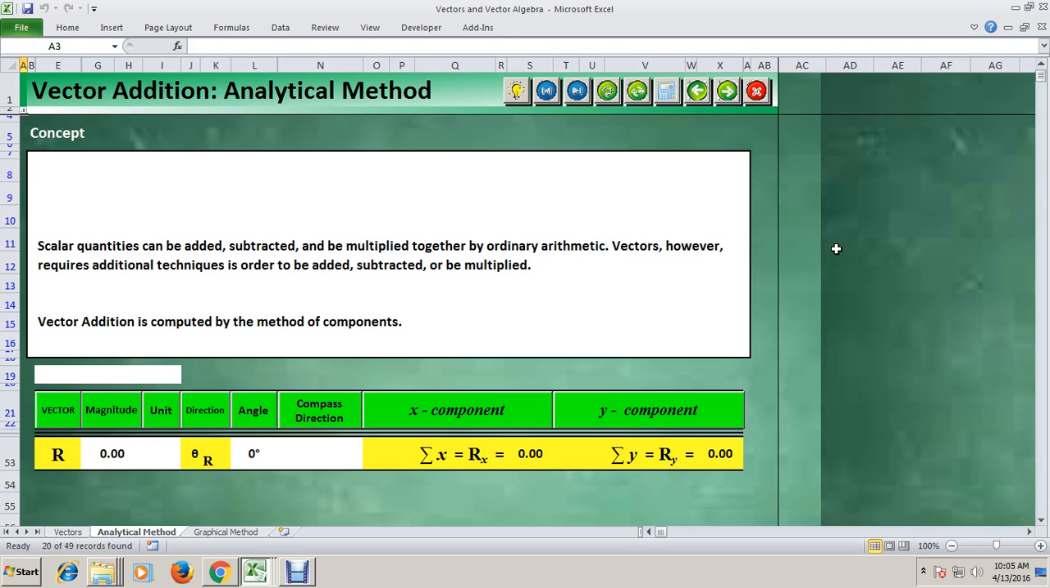so you end up with the ordinary multiplication for scalar quantities. However, for vectors, you need to consider the specification of the direction of that vector before you add them together, or before you subtract or multiply the vectors. The analytic method is also called the method of components, and this is the method that we will be discussing later on when we do vector addition.